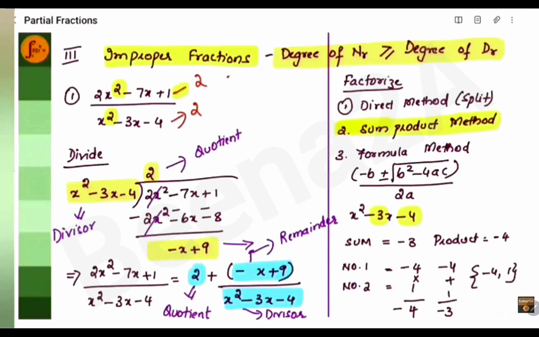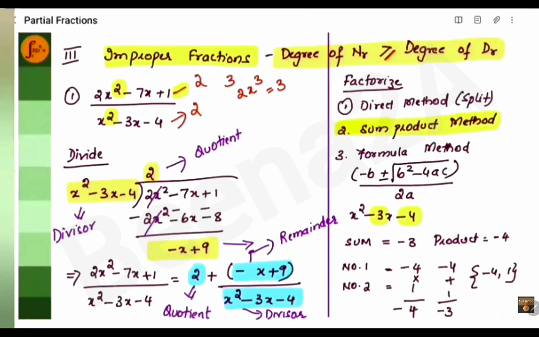If the degrees are equal, then it's an improper fraction. Assume if it was x cube here instead of x square, then the degree would have been 3. Even in that case, the degree of the numerator would be greater than the degree of the denominator. So either way, if the degree of the numerator is greater than or equal to, then we call it an improper fraction. Every time a partial fraction problem is given, the first check is to see the degree of the numerator and denominator. Check if it is a proper fraction or an improper fraction. If it is an improper fraction, then we'll have to do an extra step of division. We'll take this denominator here, take the numerator here and then divide.